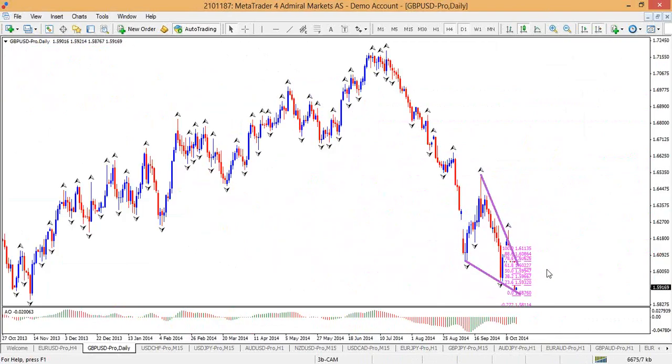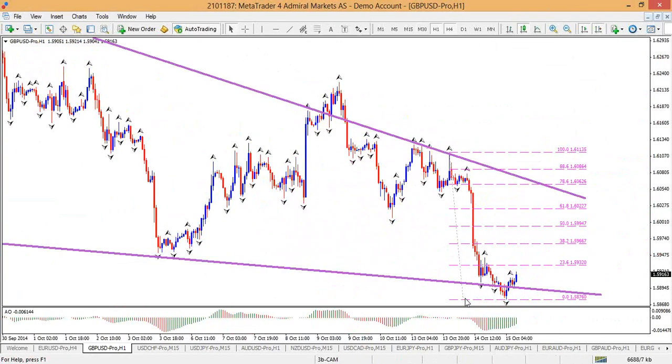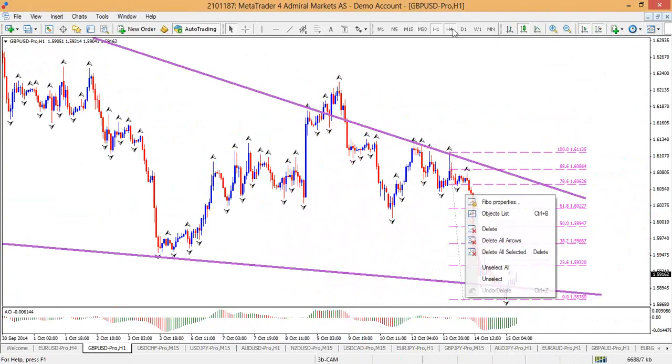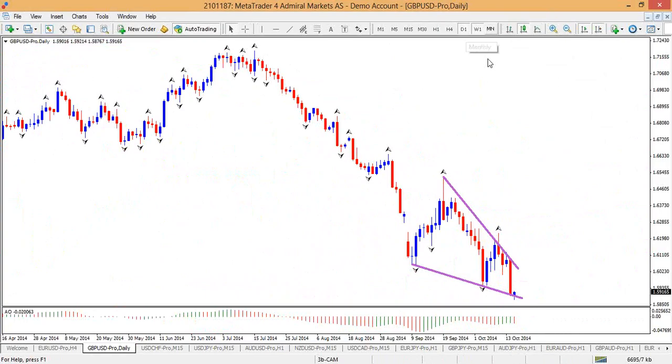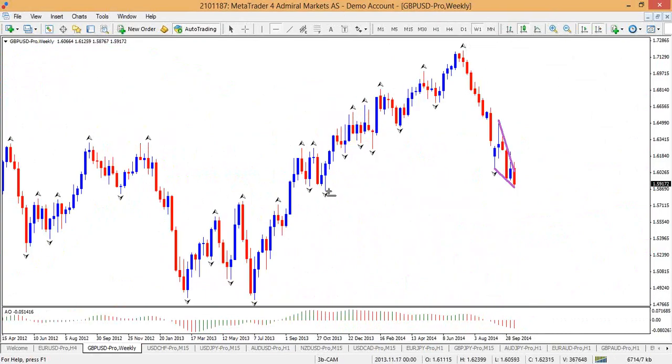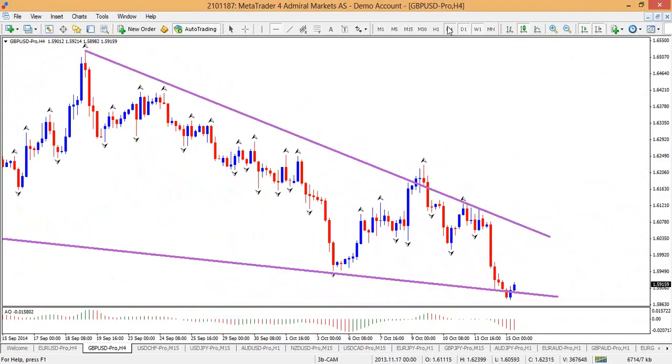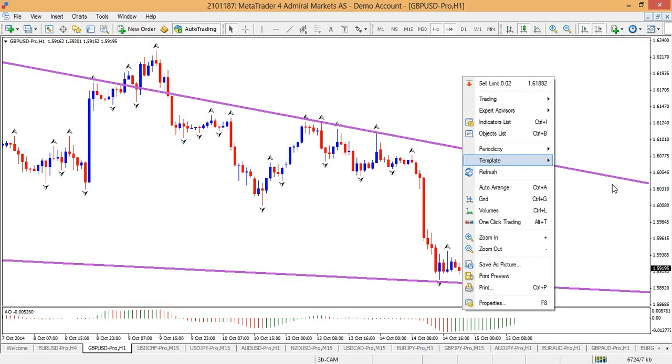Let's see, pound dollar daily. Let me get rid of this fib. It was a very big bearish day, though. Big bearish daily candle. Last week's low is broken. Here we have a support level to be aware of. All right, so let's see. Let me go to Camarilla now.